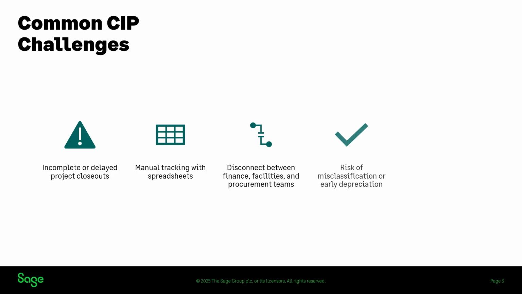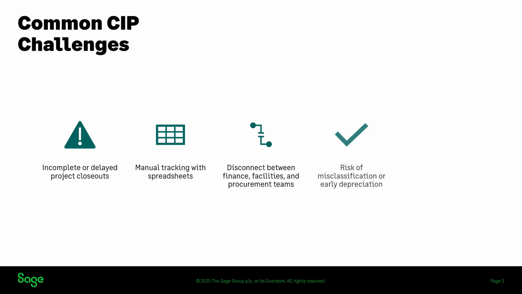So which leads us into common CIP challenges, right? So the first one that we have is incomplete or delayed project closeouts. So if we don't have a system that we can all join in and look and view and contribute to, and pretty much use as a communication device, if you will, then we start seeing all these incomplete and delayed projects. They either don't get closed out properly, on time, or sometimes, unfortunately, not at all. And I've seen that time and time again as well.